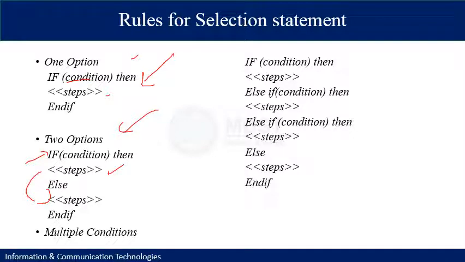In the multiple conditions, you check if the condition is true, you perform this set of steps. If this condition is not true, you can perform another condition check which is else if, and if this is true you perform this. Again, if the above is false you can check one more condition. If this is true you can perform this, and if all of the above three conditions are false, this statement or set of statements will be executed.